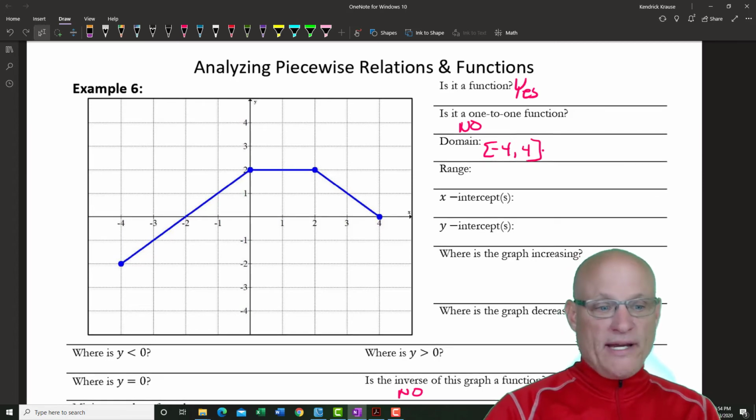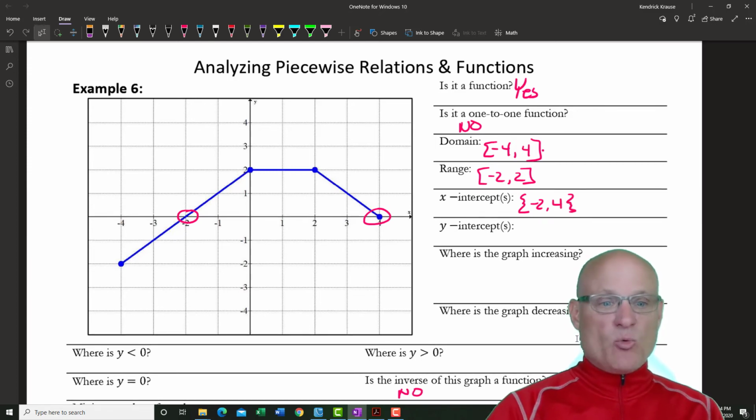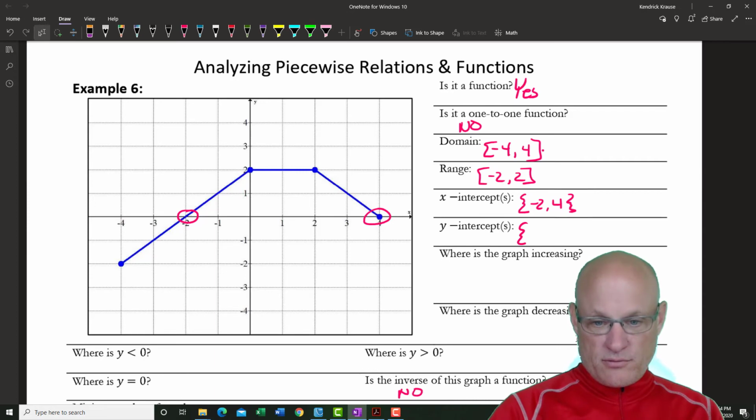Bracket. Range: the lowest y value is negative 2, and the highest y value is 2. What's the x-intercept? We got one at 4, and we got one at negative 2. Negative 2 and 4, curly brackets, because it's a list. What's the y-intercept? It's at 2.